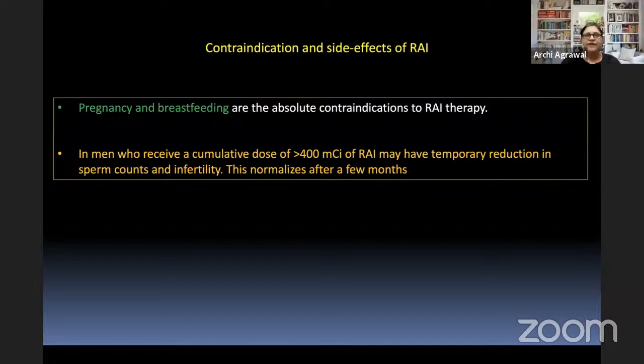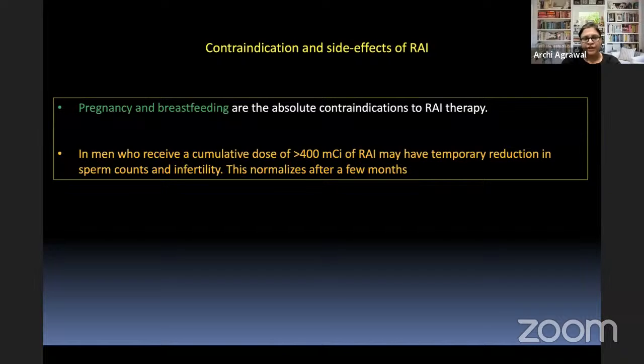So what are the contraindications and side effects of radioactive iodine? Pregnancy and breastfeeding, I already told you. These are absolute contraindications to RI therapy. And in men who receive a cumulative dose of more than 400 millicuries of radioactive iodine, may have temporary reduction in sperm counts and infertility. So this normalizes after a few months.